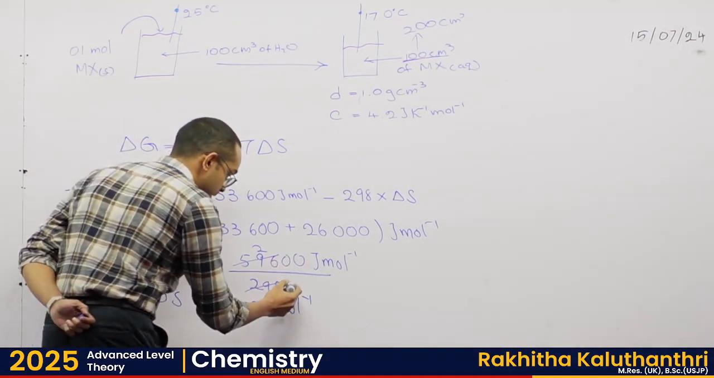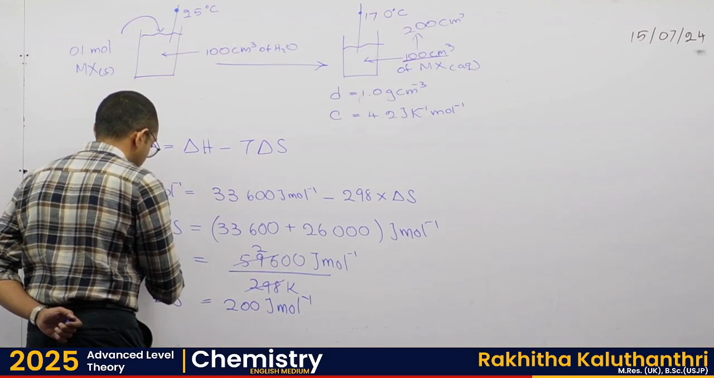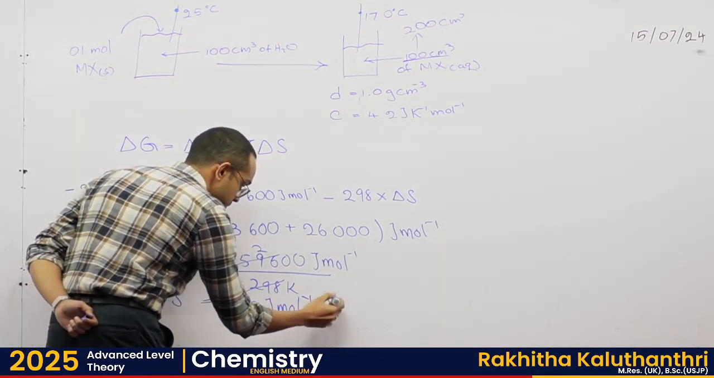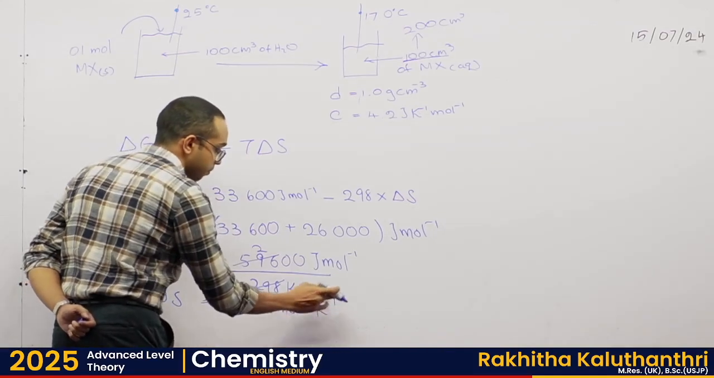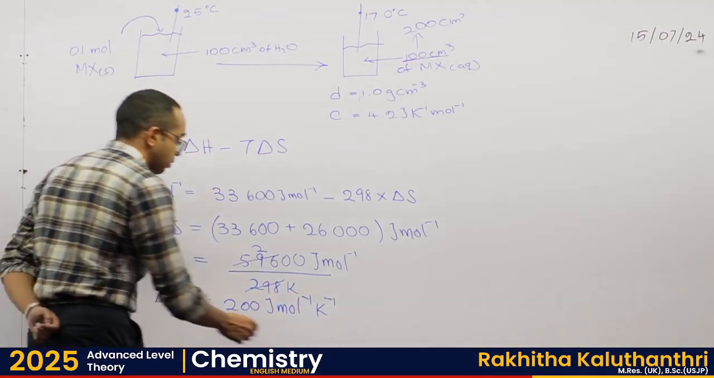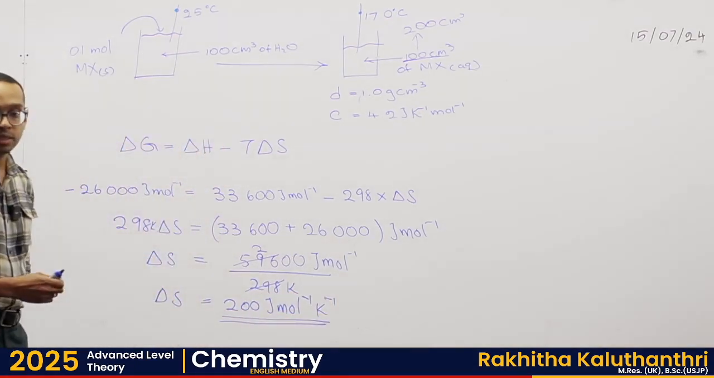Actually, I missed a Kelvin sign here, so the unit is joules per Kelvin per mole. Kelvin is there, right? The unit shouldn't be missed. Joules per Kelvin per mole is the unit for delta S. Clear?